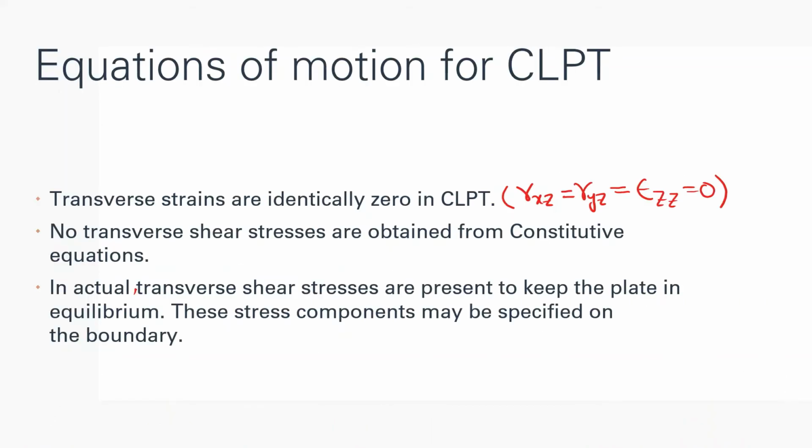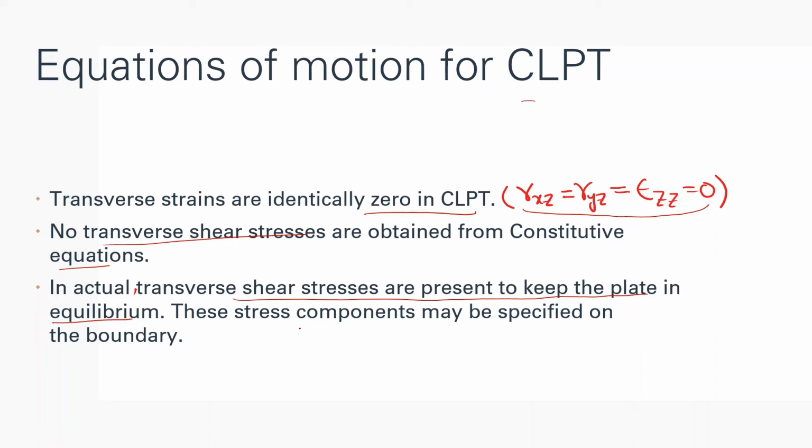Now, equations of motion for classical laminated plate theory. Transverse strains are identically zero in the classical laminated plate theory; from our assumptions it was zero. No transverse shear stresses are obtained from the constitutive equations, and in actuality the transverse shear stresses are present. We know that they are present to keep the plate in equilibrium, because if there is any vertical load, then it must be balanced. Therefore, there must be stresses for balancing it.